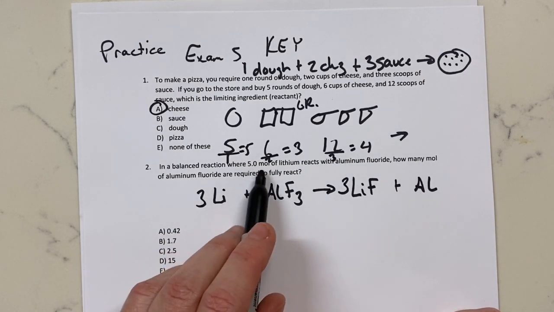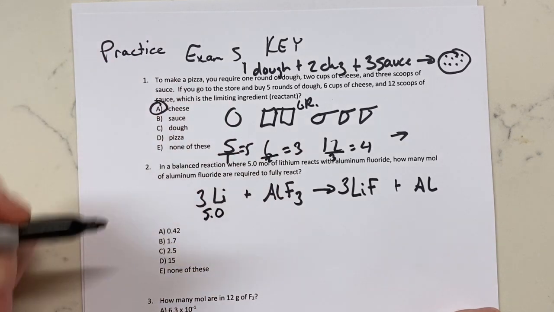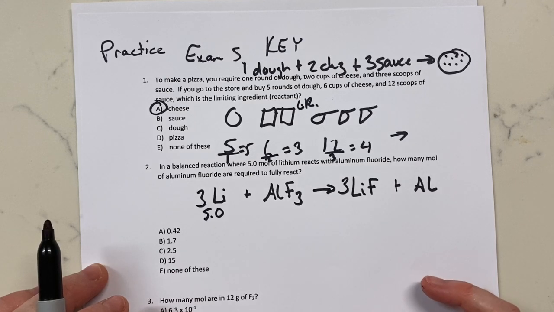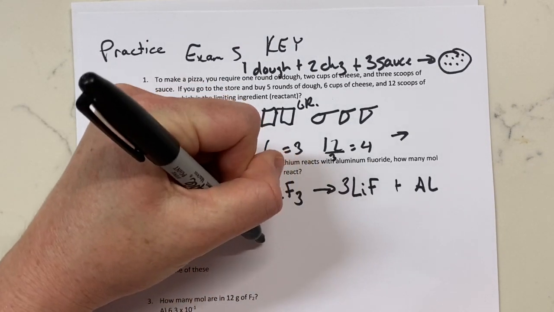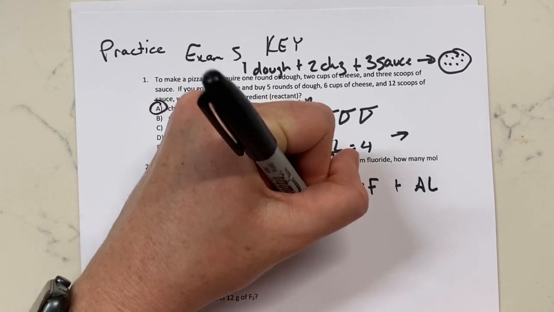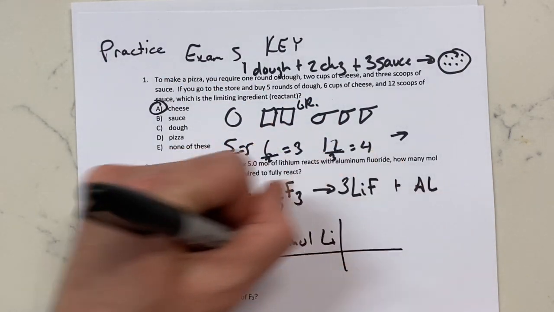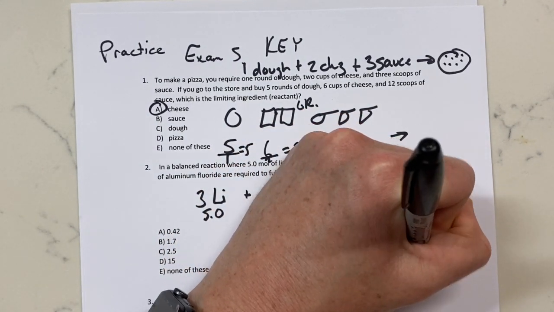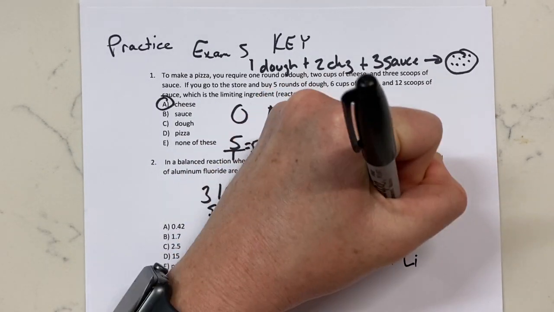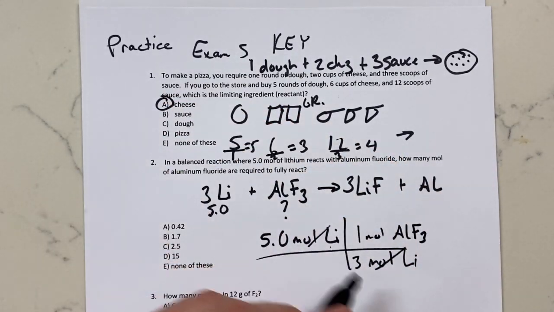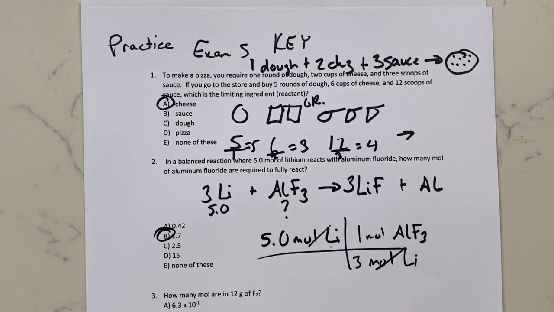So let's go through this again. It says where 5 moles of lithium reacts with aluminum fluoride, and then it says how many mole of aluminum fluoride are required to fully react. Well, in this case, we're looking for this one. So we say 5.0 mole of lithium goes here. If this is lithium, we have to put mole of lithium here. We know for every 3 mole of lithium, we require 1 mole of aluminum fluoride. And that's why it's really important that we balance this reaction and we understand what everything is. Those cancel. 5 divided by 3, we'll get 1.66, or B as the answer.